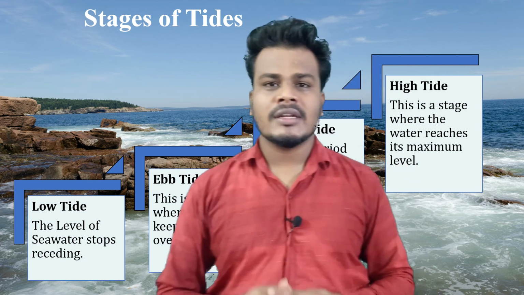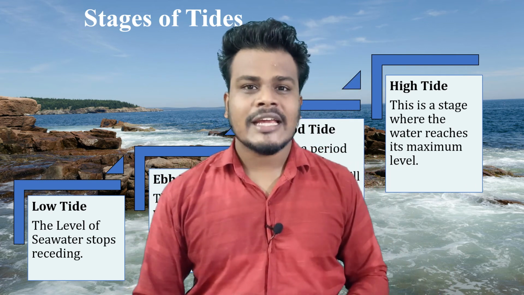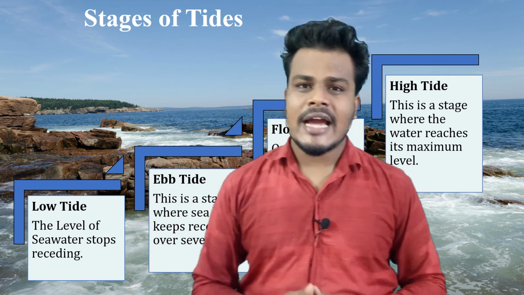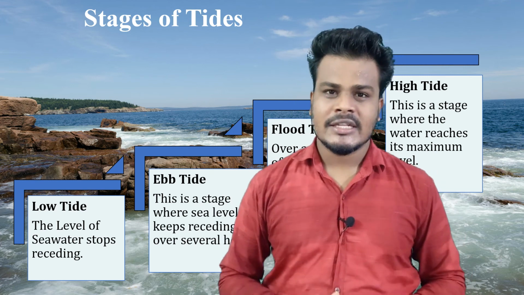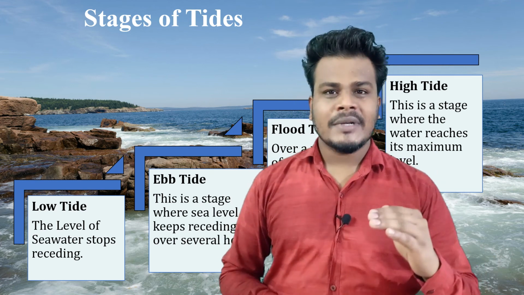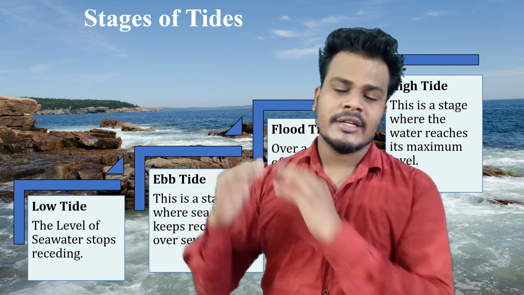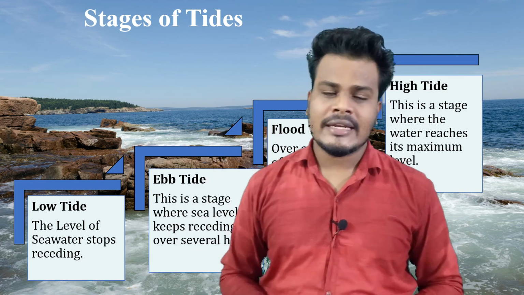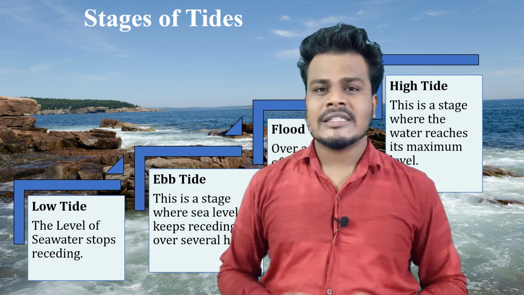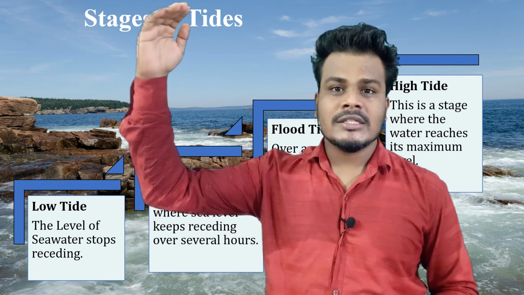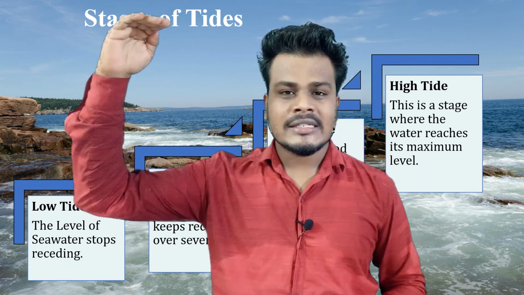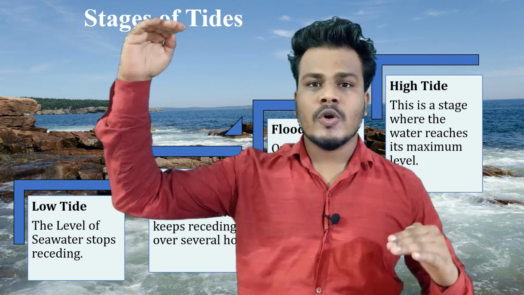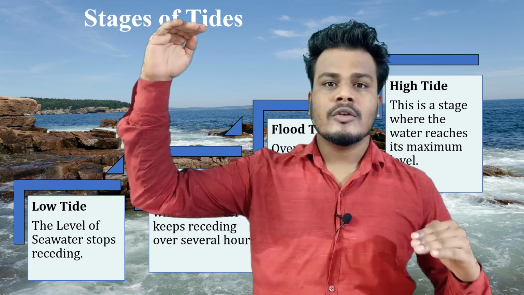The next very important thing you should know is the stages of tide. Each tide goes through 4 stages. We have low tide, ebb tide, high tide and flood tide. By now you know about the low tide and high tide. The water when it reaches its maximum height is known as high tide, whereas when the water reaches its lowest height it is known as low tide.